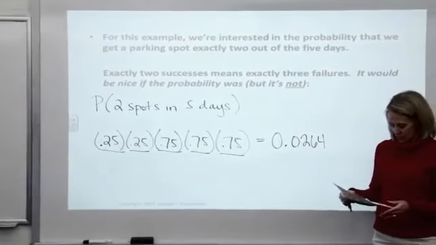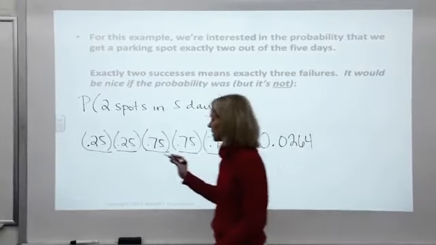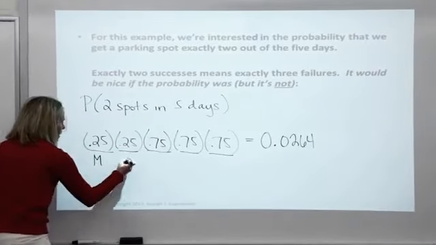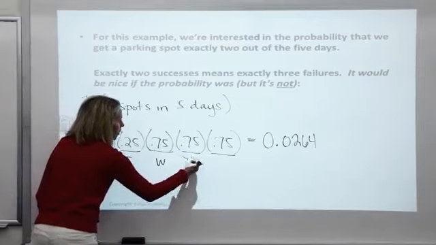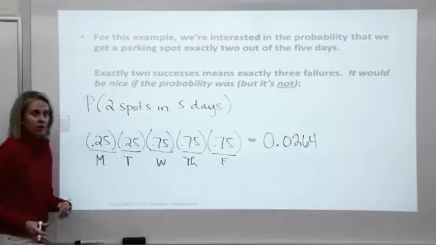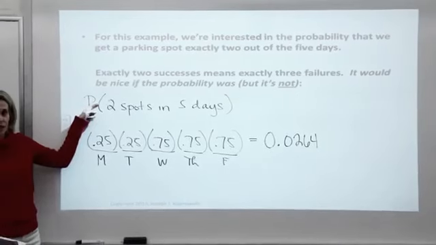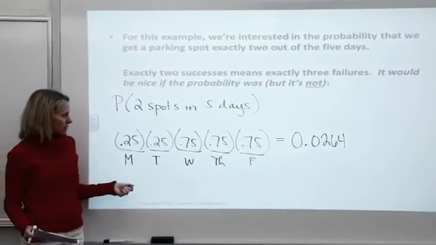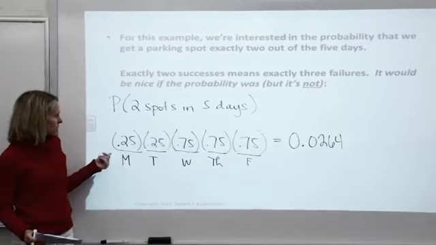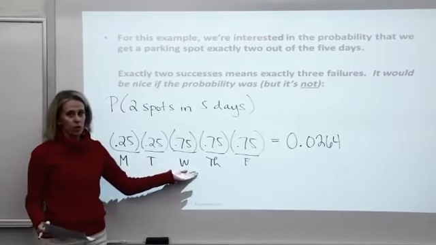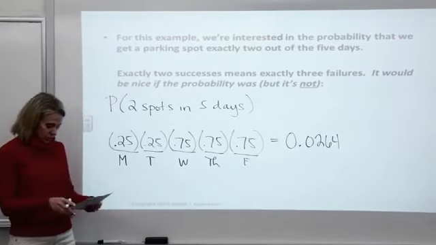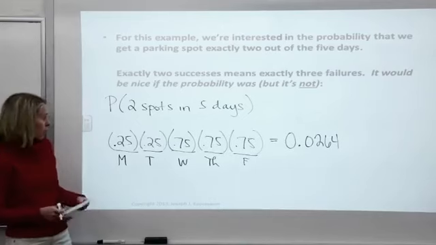The problem with this is that it's the probability that you got a spot on Monday and Tuesday, but not on Wednesday, Thursday, and Friday. That's not the only way that you can get 2 spots in 5 days. It may have been that you got your 2 spots on Tuesday and Wednesday. And we could write that probability down.